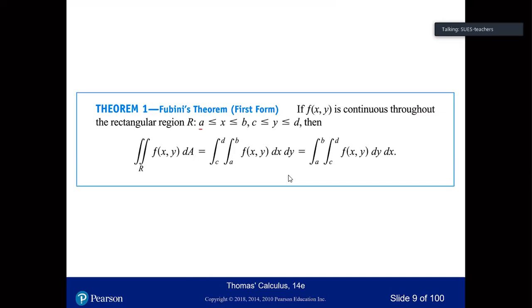You see here, x is from A to B, right? Y is from C to D. So you have the integral here, okay? The range of x is from A to B, and then you have to integrate y, whose range is C to D. So keep in mind, this is very important. The order of the multiple integral is very important. Here, you integrated x first, and then you integrated y.